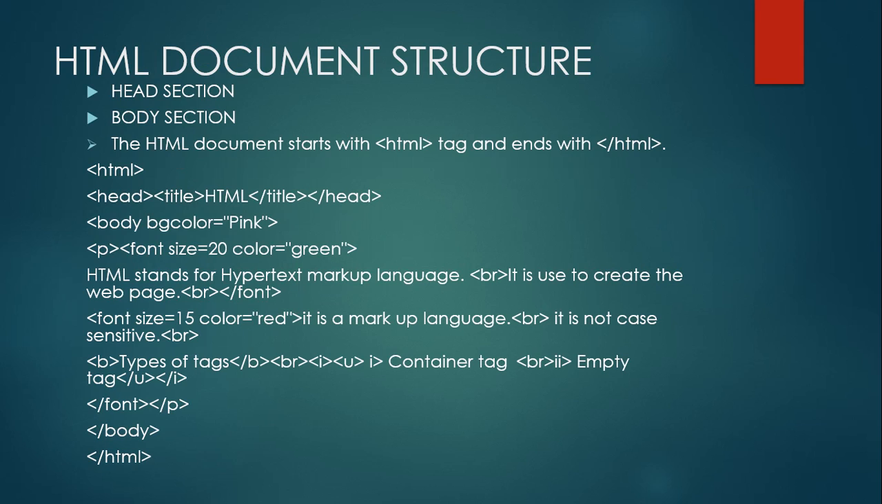HTML document structure. When we write the HTML document, there are two sections, head section and the body section. Head section is used to add the title of the web page and body section is used to add the content to the web page. The HTML document starts with HTML and ends with /HTML.